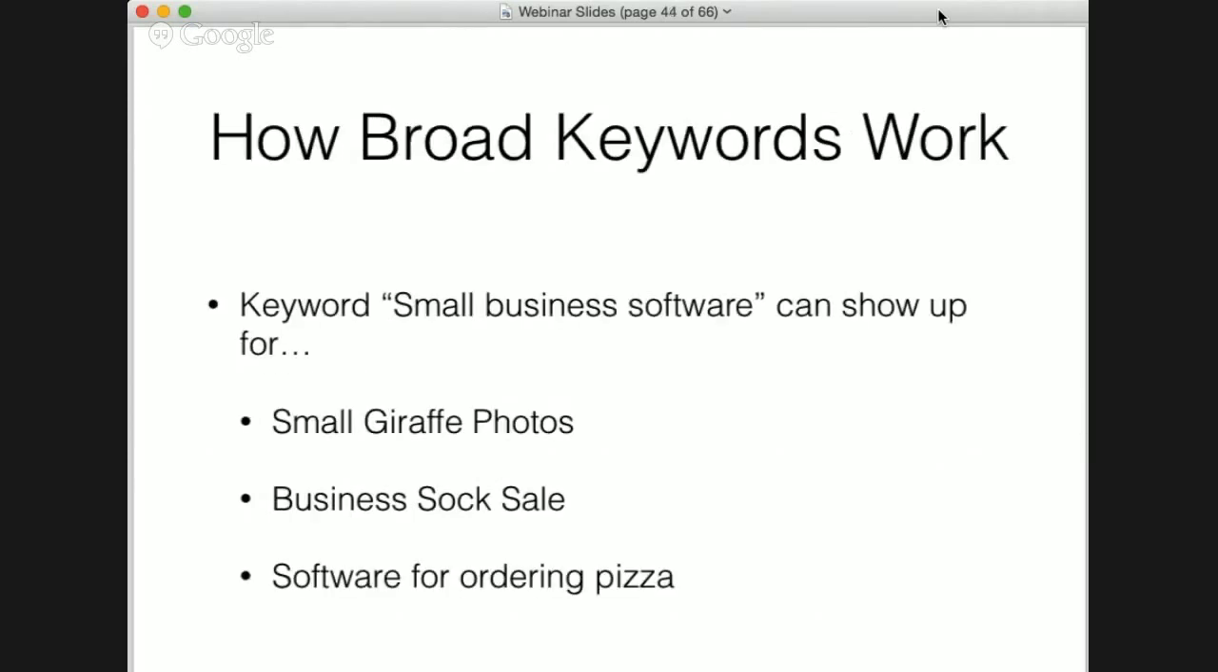So this is how broad keywords work. If you have the keyword small business software and you're using it as a broad match keyword, your ad could potentially show up when someone types in small giraffe photos, or business sock sale, or software for ordering pizza. It looks at the broad keyword you typed in, small business software, and whenever someone types something like that into a search engine, it says, oh, this customer is advertising broad match for small, they must want to show up when someone types in small giraffe photos.